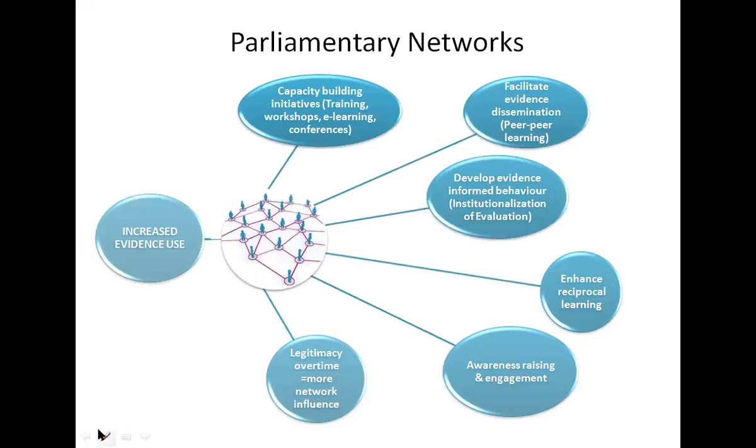When you're looking at parliamentary networks that focus on evaluation, a network such as APNODE, we are looking at a mission of increased evidence use at the parliament and at the parliamentarian level. And how is this achieved? It is achieved by building the capacity. That is by having capacity building or capacity development initiatives focusing on training, workshops, e-learning, and conferences. We are looking at facilitating evidence dissemination through peer learning, developing evidence information behavior to institutionalization, enhancing reciprocal learning, as well as creating awareness.